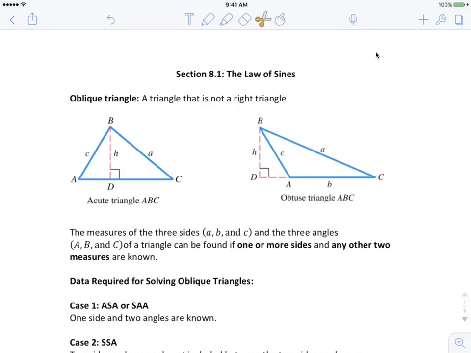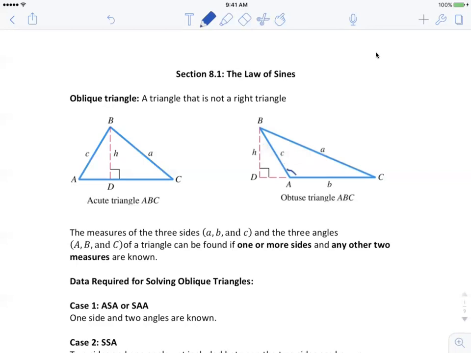So when you're looking at these pictures, maybe ignore the red dotted line H. We're looking at the triangle ABC. We don't have any right angles, right? A, B, and C are all non-right angles. You could have an acute one where all the angles are less than 90, or you can have an obtuse ABC where you have one angle that's greater than 90, like right here, angle A is greater than 90.